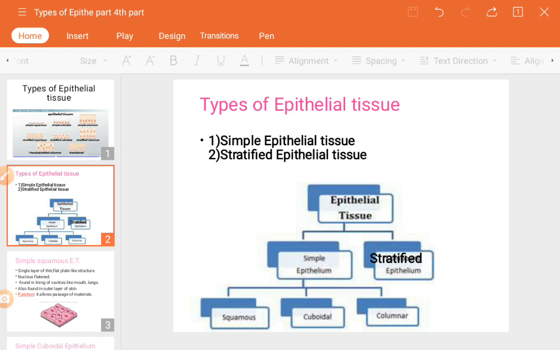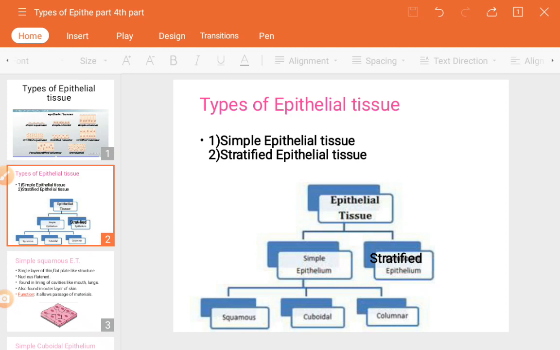Stratified means, we can use one more common word for stratified, as compound. Compound means many. So the stratified epithelium tissues are those tissues which consist of more than one layer of cells, and are known as stratified epithelium tissue. So for the epithelium tissues, I have shown one flow chart here, whose first major division is the simple and the stratified epithelium tissue.